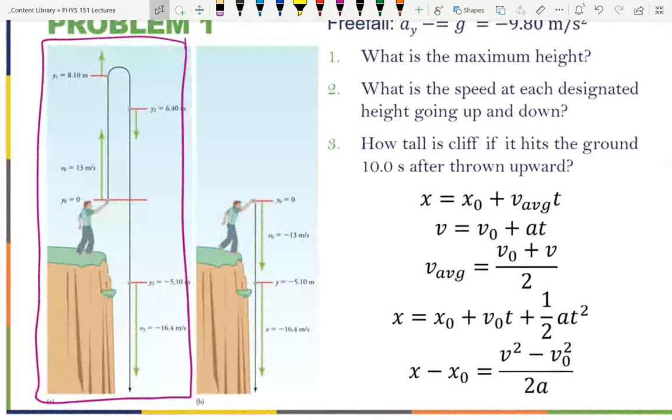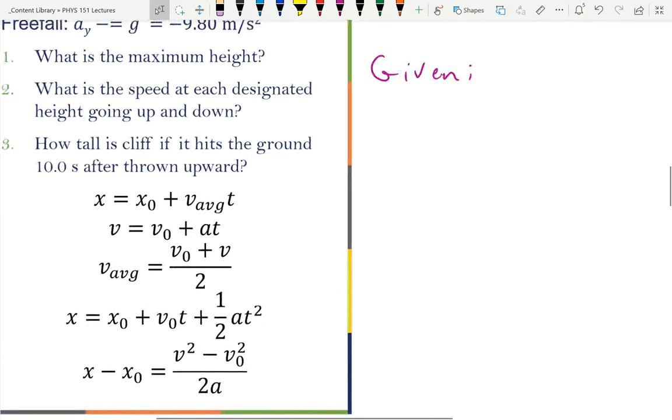Okay, well, in this case, it's using Y because it's vertical. You can use X as well. It doesn't matter. The initial height is zero. So we have Y sub zero means at time zero equals zero. Okay, what else? Acceleration of gravity.